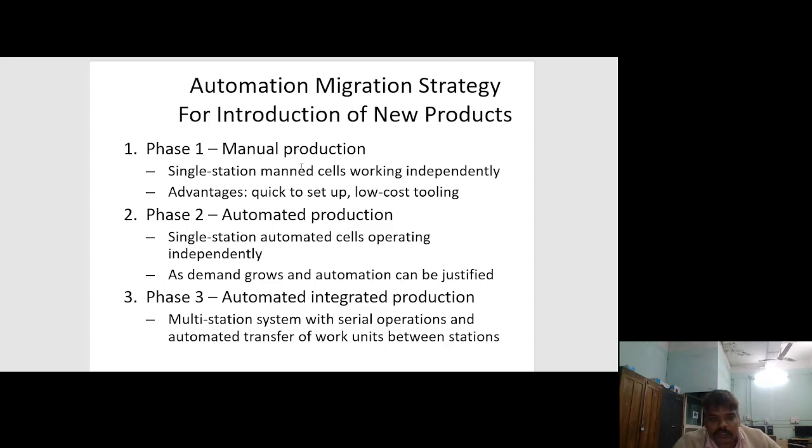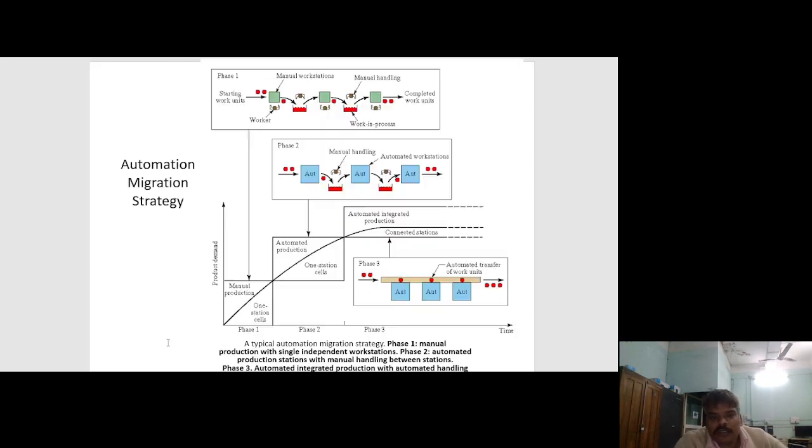Phase 1, manual production: single station manned cells working independently. Advantages: quick to set up, low cost tooling. Phase 2, automated production: single station automated cell operating independently, as demand grows and automation can be justified. Phase 3, automated integrated production: multi station system with serial operation and automated transfer of work unit between stations. This is the automation migration strategy.